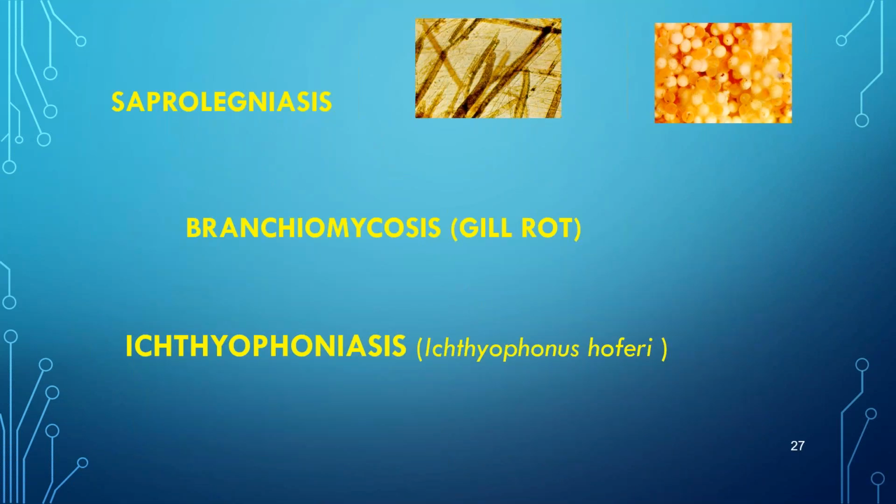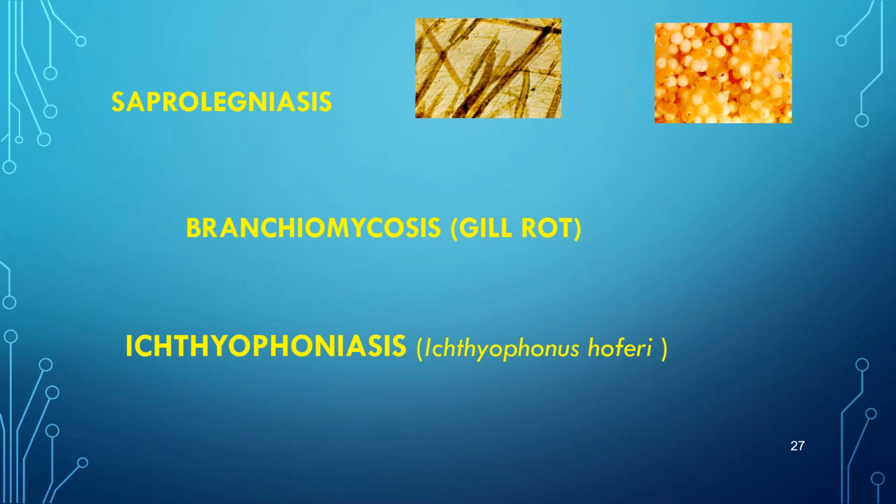saprolegniasis, in freshwater ornamental fishes, this is caused generally by Saprolegnia. The fungi responsible for this disease are secondary pathogens, and lesions are commonly seen after handling and after many traumatic damage to the skin, in crowded conditions and in conjunction with pollution or excessive viral or bacterial conditions.